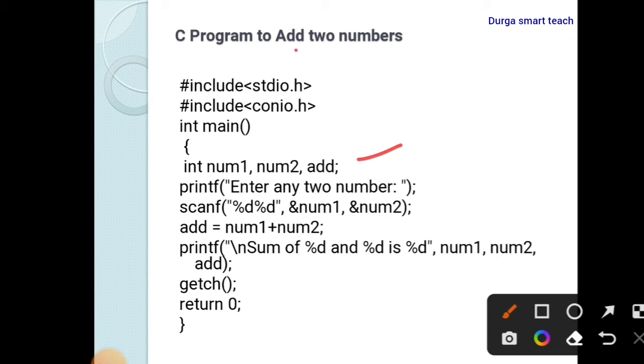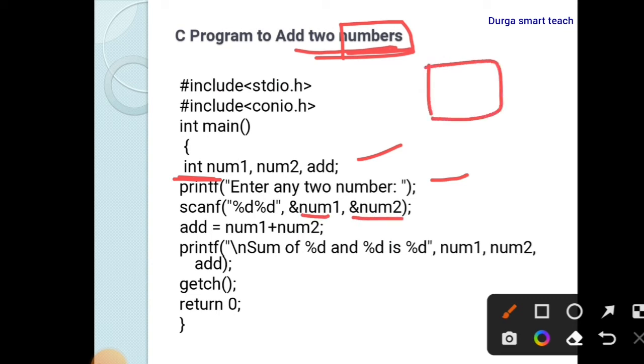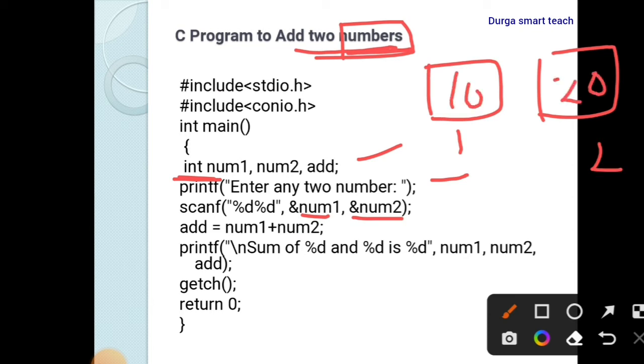Here we add two numbers. Numbers means integer data type, so that's why I am taking the int data type. First I am asking the user to enter any two values. Those two values are stored in num1 and num2. So this is num1, this is num2. Here 10 and here 20. Those are the user given values.